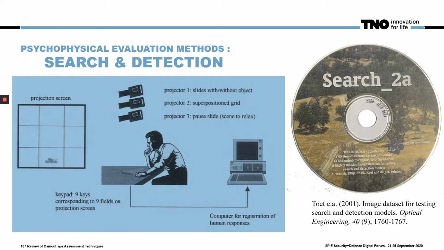In 2001 we published the freely available Search 2 image dataset with many camouflaged military vehicles in a rural setting, together with human lab performance data like search times and saliency measurements. This image set has now been used in over 100 publications on camouflage evaluation and target detection methods.